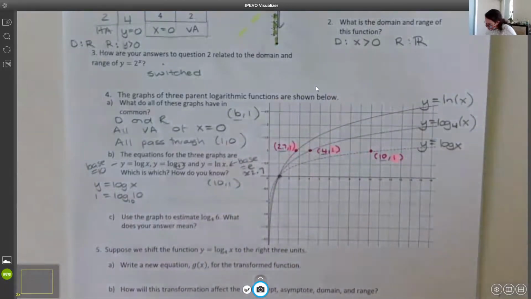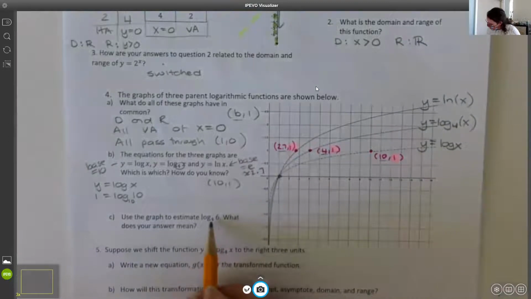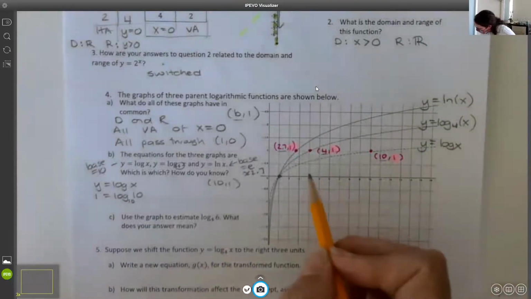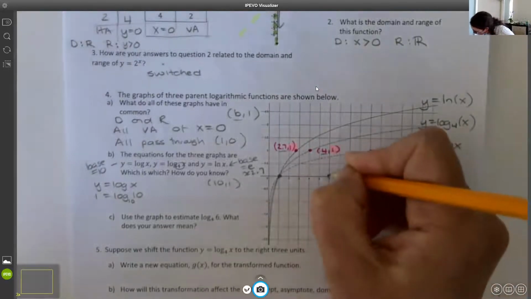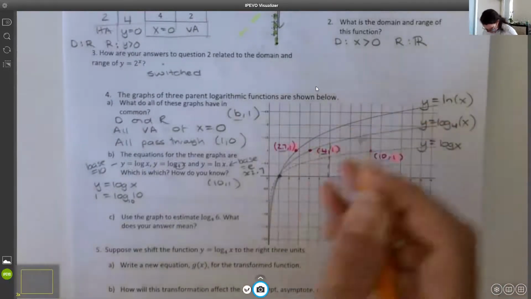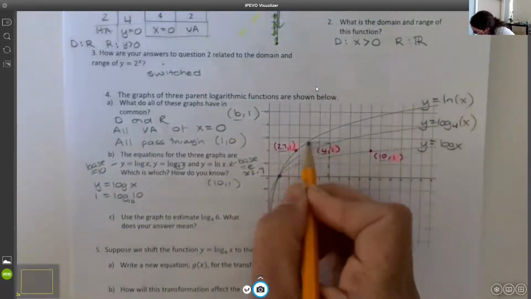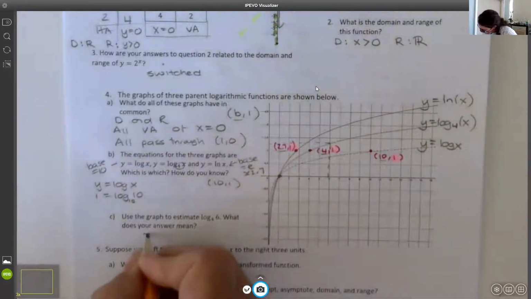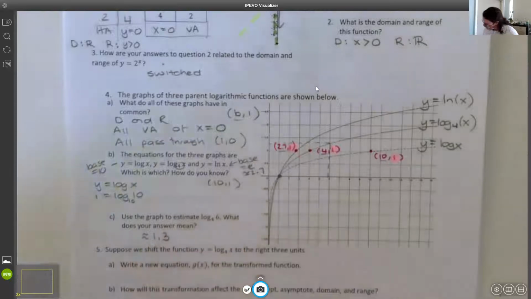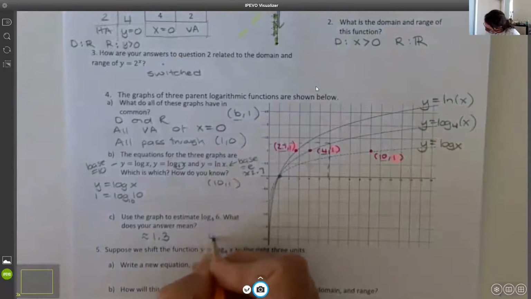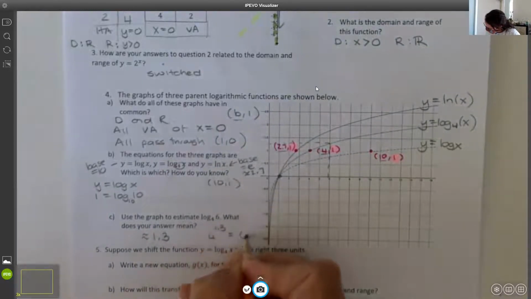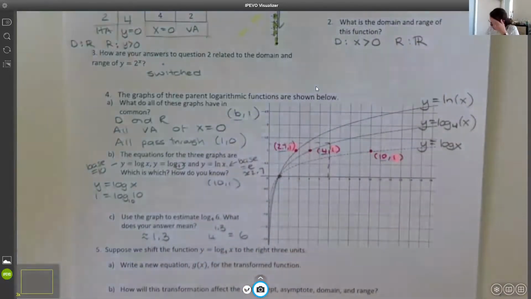So if we use our graph to estimate log base 4 of 6, you go to log base 4, that's your middle one, and you go to where x equals 6, and you go up to your graph here and then go across. It looks to me like it's about 1.3. And that basically means that if I took 4 and raised it to the power of 1.3, that would be equal to 6. Any questions about number 4?